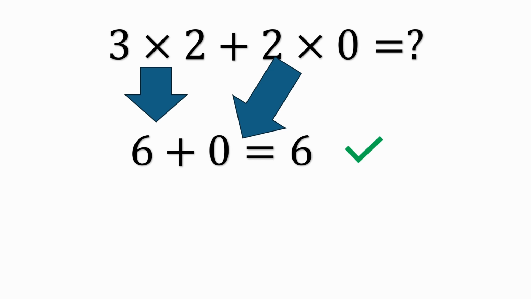All right, well, this one's pretty simple. Hopefully everyone agrees with that. If you remember your order of operations convention, multiplication has precedence over addition, and that's with or without parentheses. So you have 3 times 2 is 6, and 2 times 0 is 0. So the answer to the problem is 6 plus 0, or it's just equal to 6.